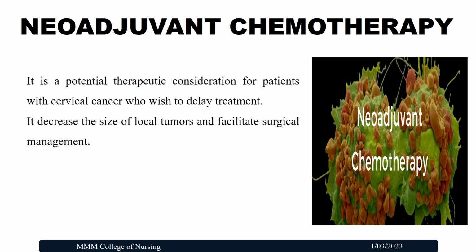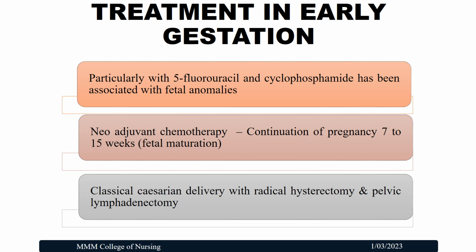Neoadjuvant chemotherapy can be done. It is a potential therapeutic consideration for patients with cervical cancer who wish to delay the treatment. It decreases the size of local tumors, which facilitates the surgical management. It decreases the size of the tumor. So that is what neoadjuvant therapy is. Treatment in early gestation, particularly with 5-fluorouracil and cyclophosphamide, has been associated with fetal anomalies.